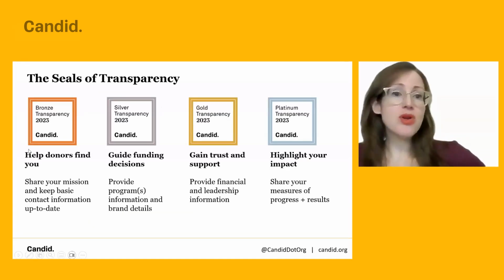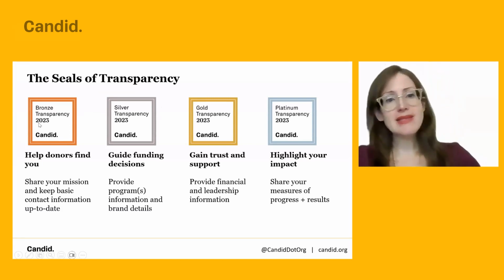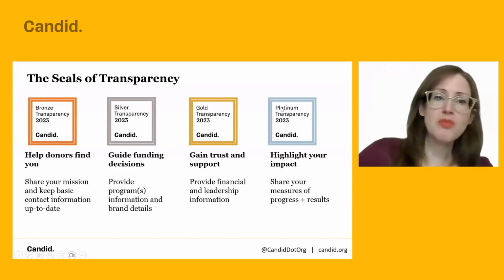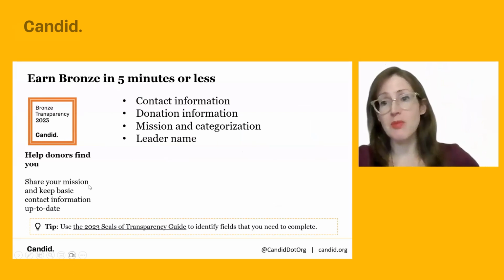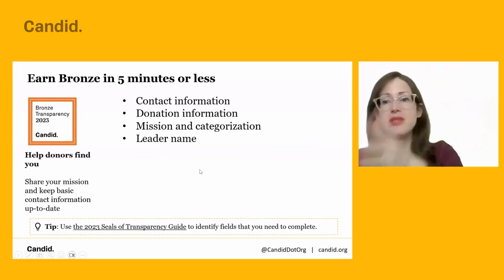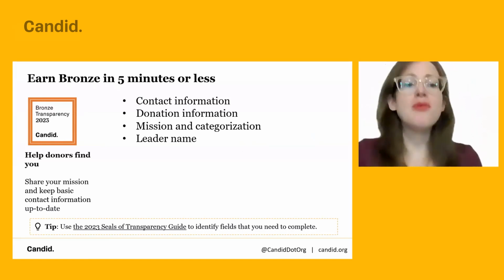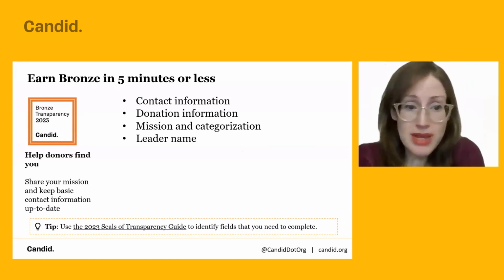Okay, how do you earn seals of transparency from here? So like I said, here are our 4 seals of transparency. It starts simple with bronze, moves up to silver, then to gold, then to platinum. The more information you put in, the higher the seal you earn. So let's start with bronze. What's involved in that? So this can be earned in just a few minutes.